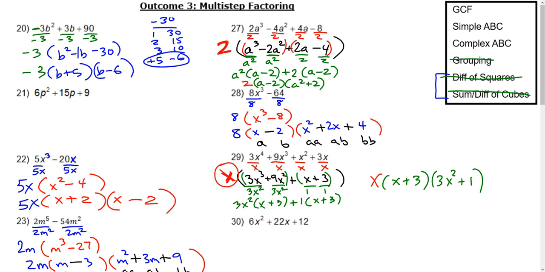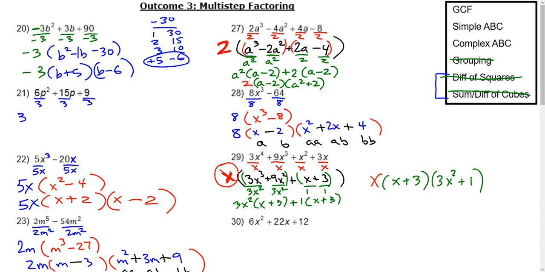Now, in number 21, I am going to still pull out the GCF in the beginning. Remember I said if you forget to do it in the beginning, you can pull it out at the end. It's actually beneficial to do it in the beginning because then it shrinks all the numbers. It makes it a lot easier to work with. So the GCF here is 3.